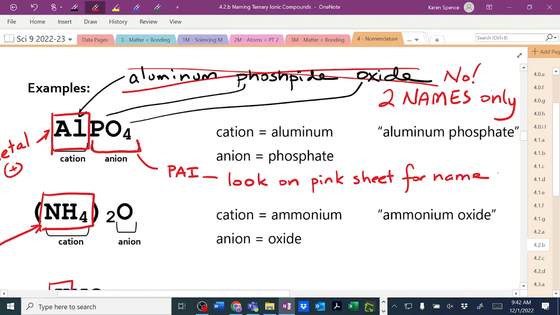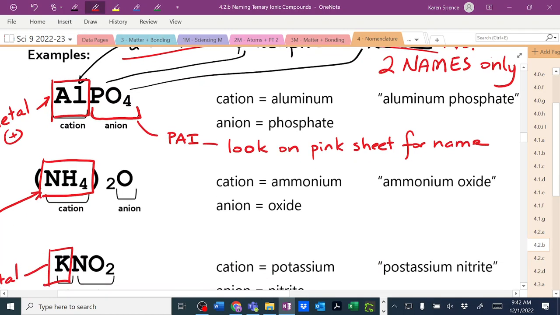By the way, if you don't yet have a periodic table with a gray zone on it, if you're still using the old pink one and it doesn't have the gray zone on it, you can either color your own gray zone, or I can give you one of the yellow periodic tables that does have a gray zone, okay?